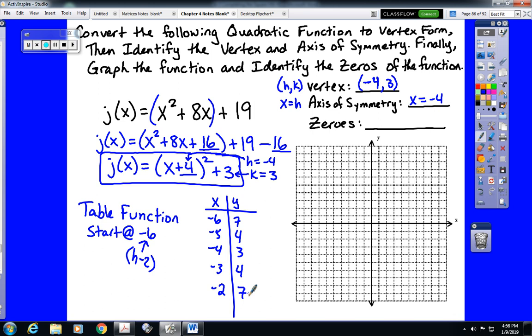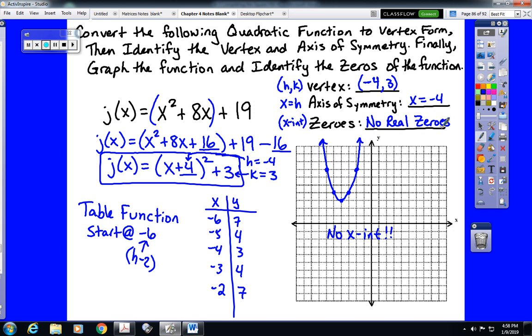And this one has kind of an interesting graph. We go in here and we graph these points, negative 6, 7, negative 5, 4, negative 4, 3, negative 3, 4, and negative 2, 7. And when we graph that, this is the correct graph, but it has an interesting problem. It doesn't touch the x-axis. So it doesn't have any x-intercepts. That just means there are no real zeros.